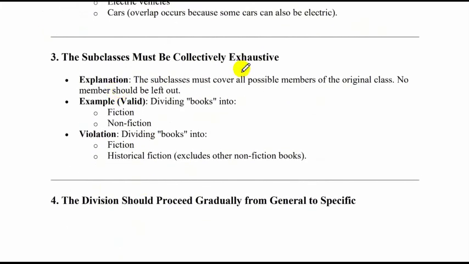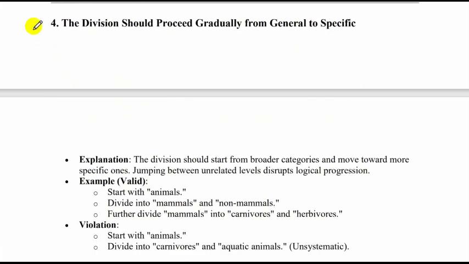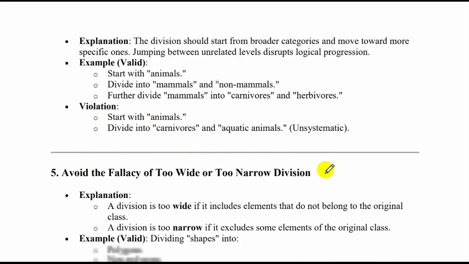These subclasses must be collectively exhaustive. That is, it should cover all possible members of the original class. No member should be left out. Division should proceed gradually from general to specific. The division should start from broader categories and move towards more specific ones. Jumping between unrelated levels disrupts logical progression. Start with animal, divide it into mammals and non-mammals, further divide mammals into carnivorous and herbivorous.